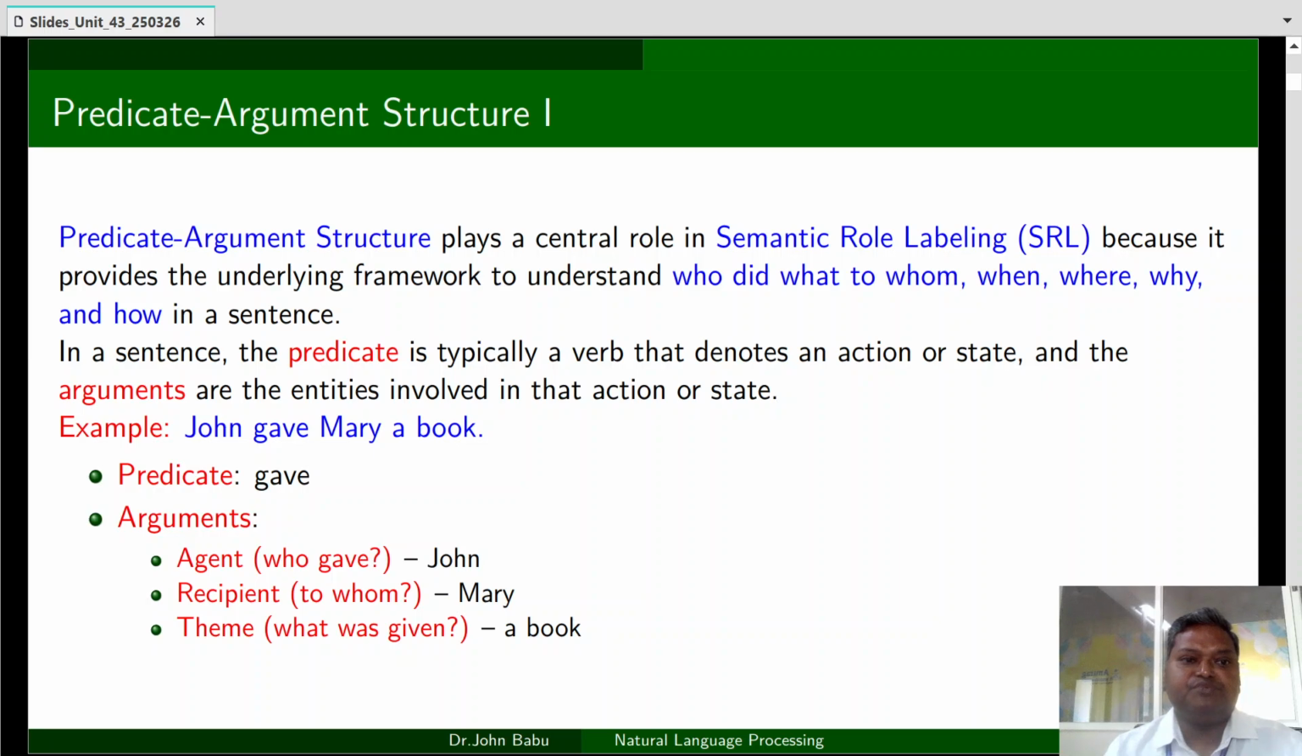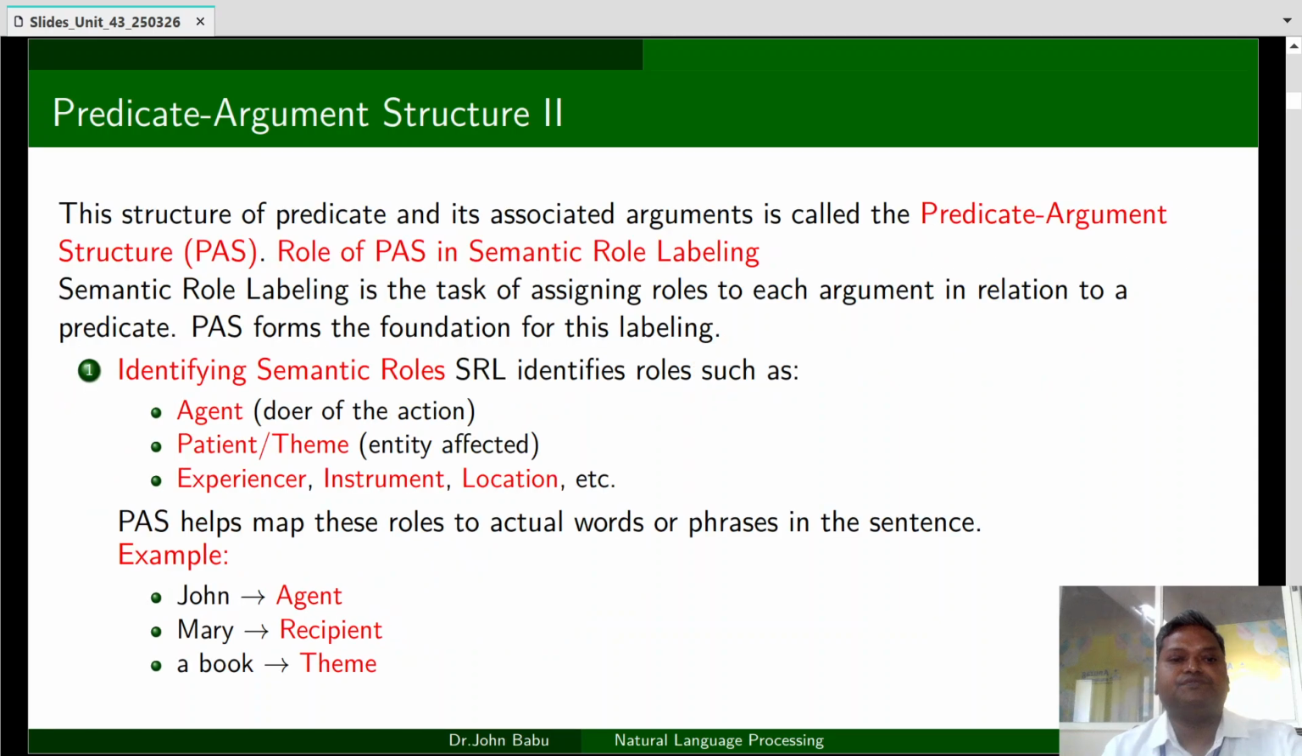So, predicate is a verb which deals with the action. For example, if you take a sentence, John gave Mary a book. There, the predicate is gave, and the agent is who gave, John, the recipient who received it, Mary, and the theme, what was given, a book. This is known as predicate argument structure. So here the predicate is gave and the arguments are who gave it, to whom it was given, and what was given.